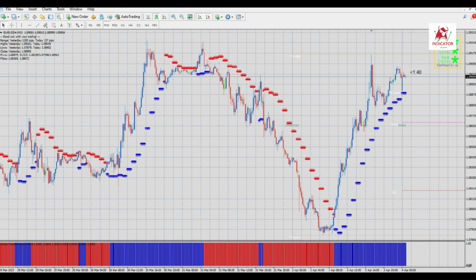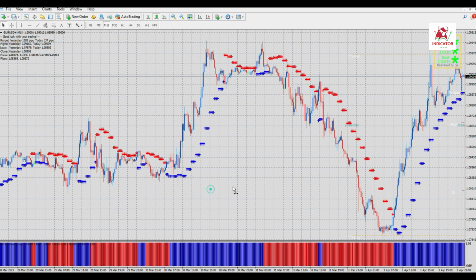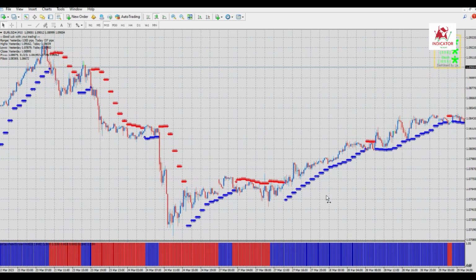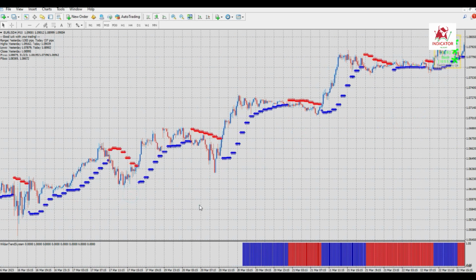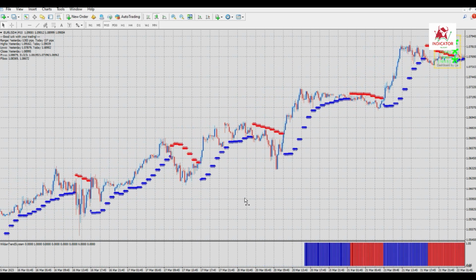Buy, long, entry, when dashboard is green and all other indicators are blue. Stop loss, previous low of the entry candle. Take profit, open. Sell, short, entry, when dashboard is red and all other indicators are red. Stop loss, previous high of the entry candle. Take profit, open.